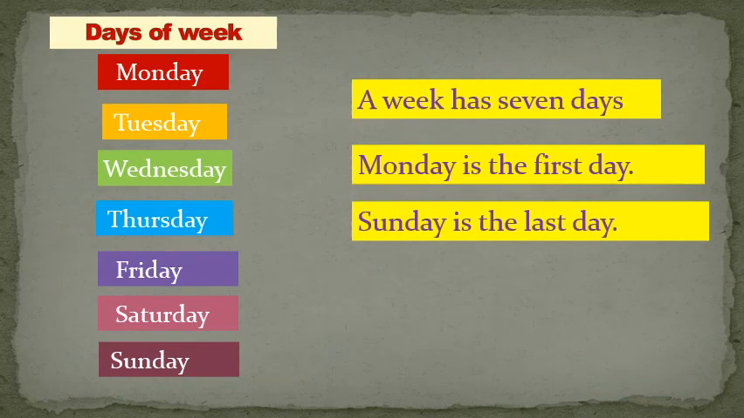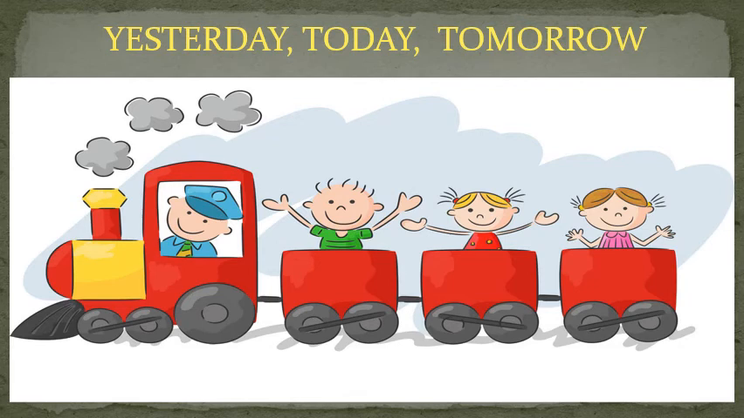A week has 7 days. Monday is the first day of a week. After each Monday, Tuesday comes. After each Tuesday, Wednesday comes and so on. Sunday is the last day of the week. Then the next week starts with Monday again. This sequence goes on. Now let's learn about the meaning of yesterday, today, tomorrow.